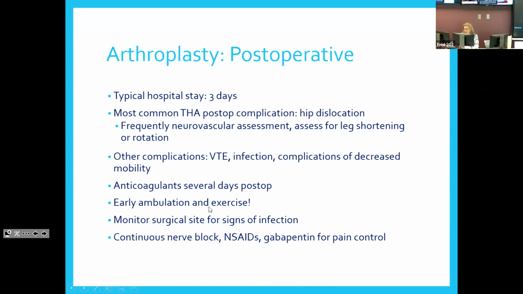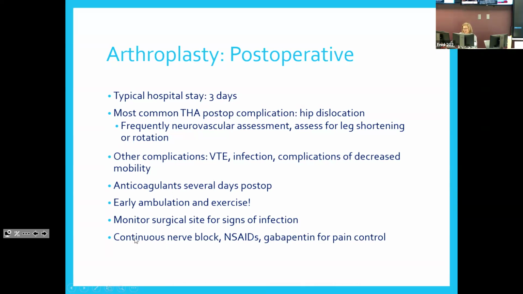Early ambulation and exercise are important. If you're going to have this surgery, if it's early in the morning, there's a chance they may try to get you up that evening. They will get you up the very next day after surgery. Getting you up and moving is very important. And then, of course, you're going to monitor the surgical site for signs of infection.